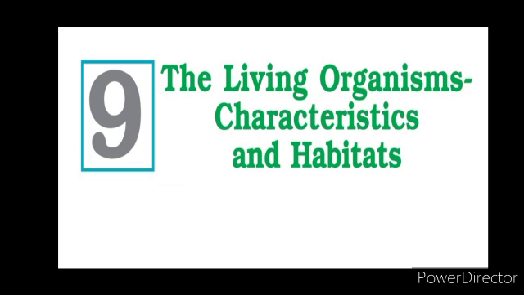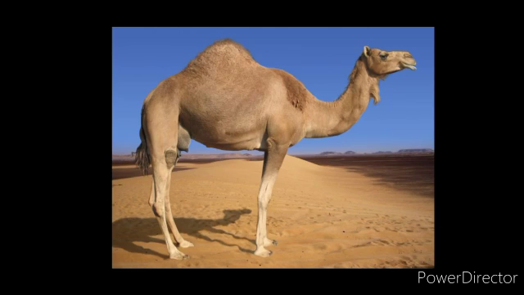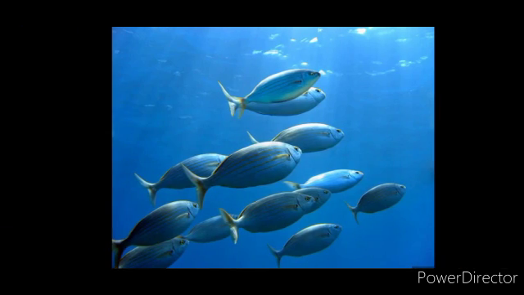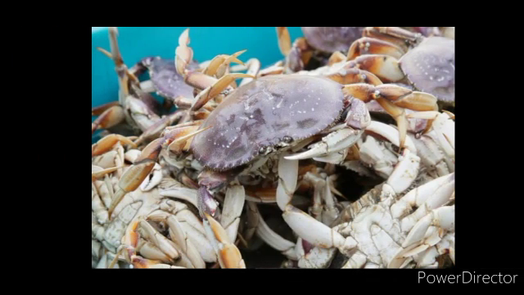So different locations have different surroundings. For example, some have mountains, some have deserts, while others have beaches. The kind of organisms that live in a particular place depends on the surroundings of that place. This is why we see different creatures in different places. For example, camels are found in deserts, while fishes and crabs are found in the sea.